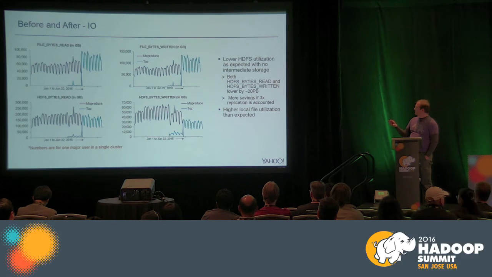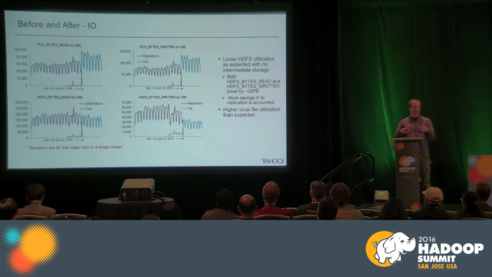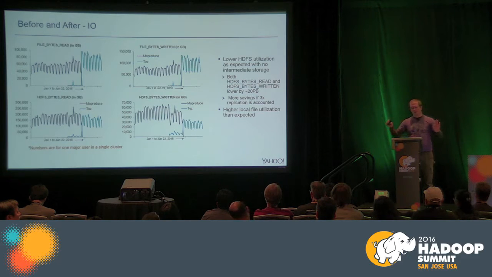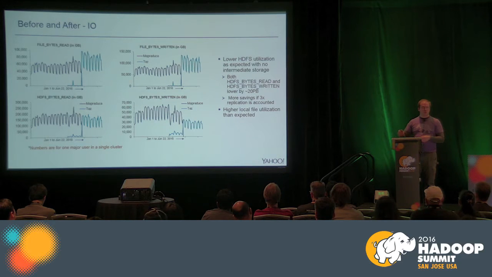In this particular case, let's take a look at HDFS bytes read and written first. 20 petabytes saved on bytes read from HDFS, and also 20 petabytes saved on written to HDFS, right? So when you translate those, don't forget the replication factor there. There's 20 petabytes for read, but 60 for written because of our replication factor of 3. So in total, we've saved read and written bytes of 80 petabytes. Again, this is one user on one cluster. You can imagine scaling this out for the rest of Yahoo.